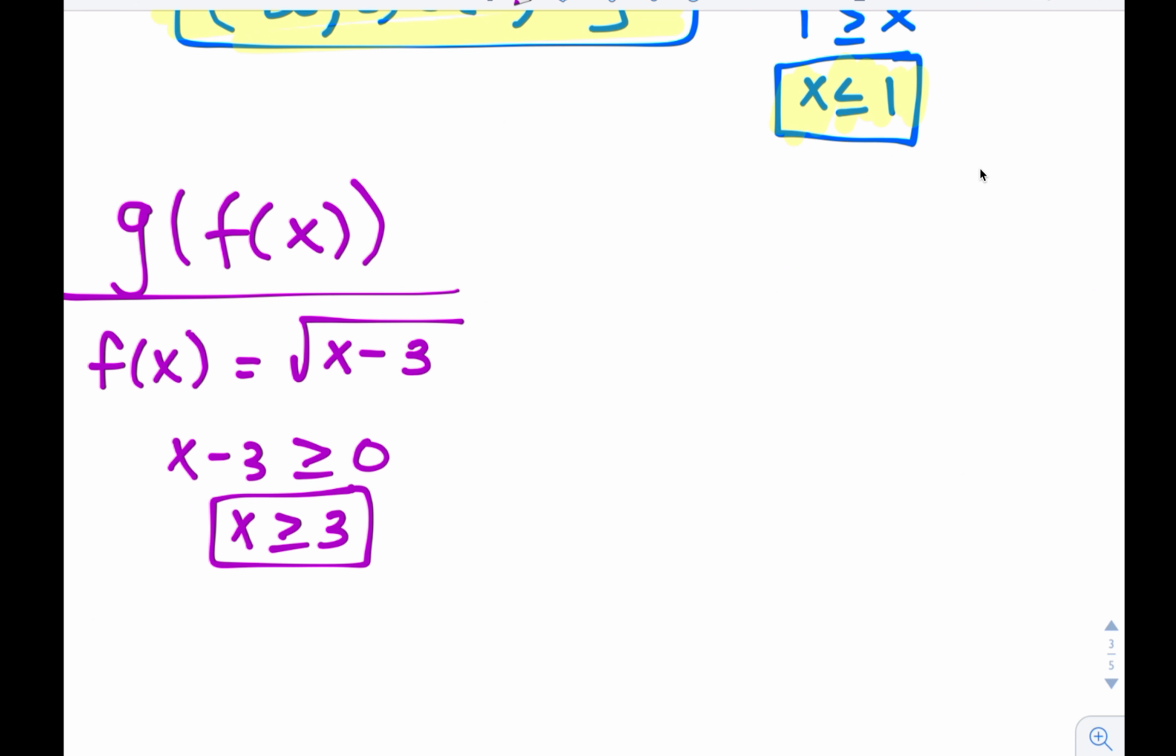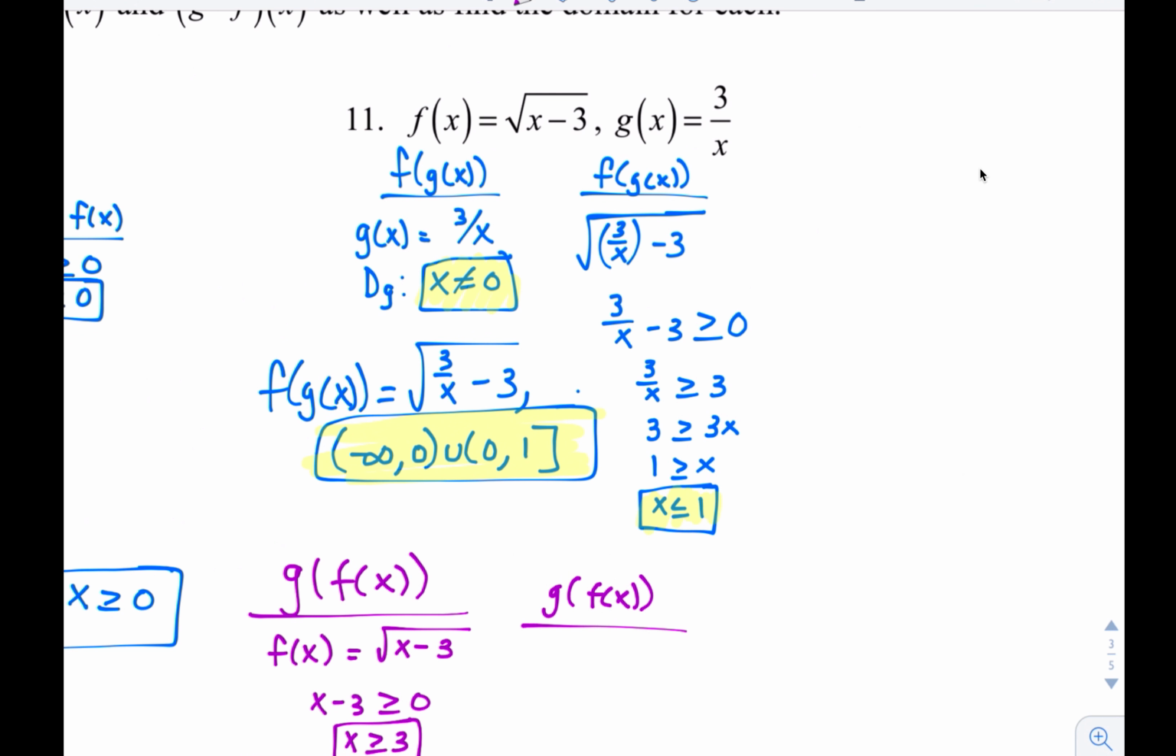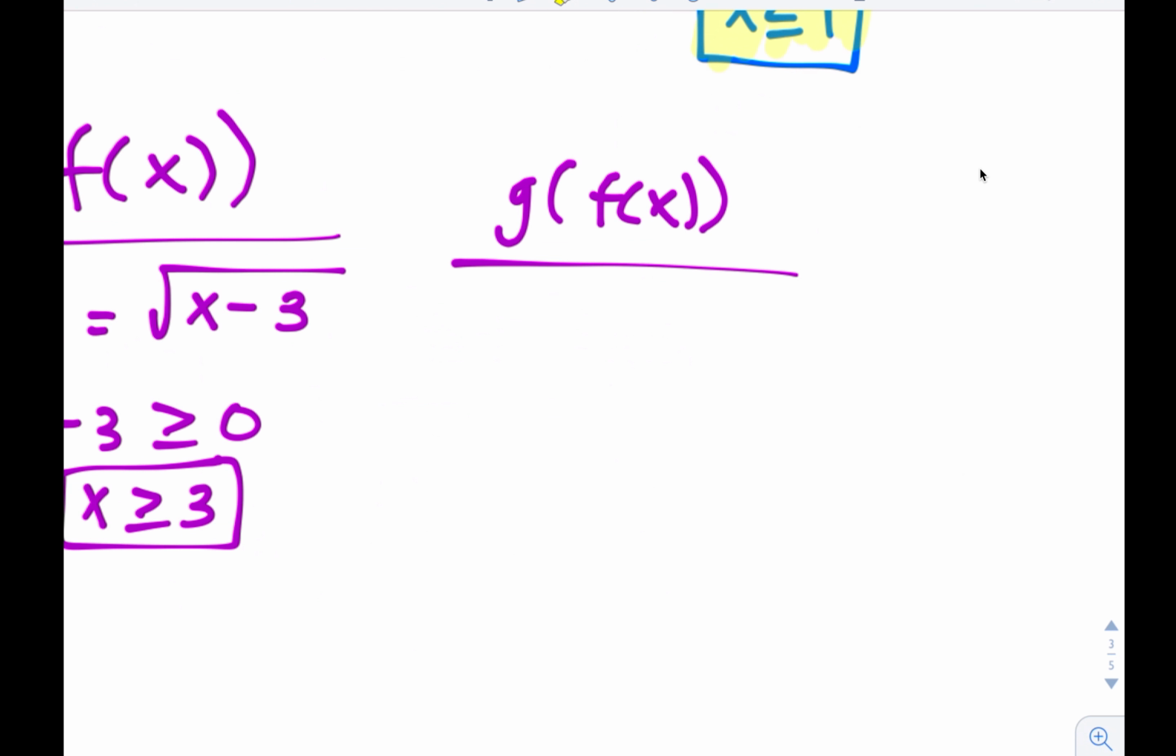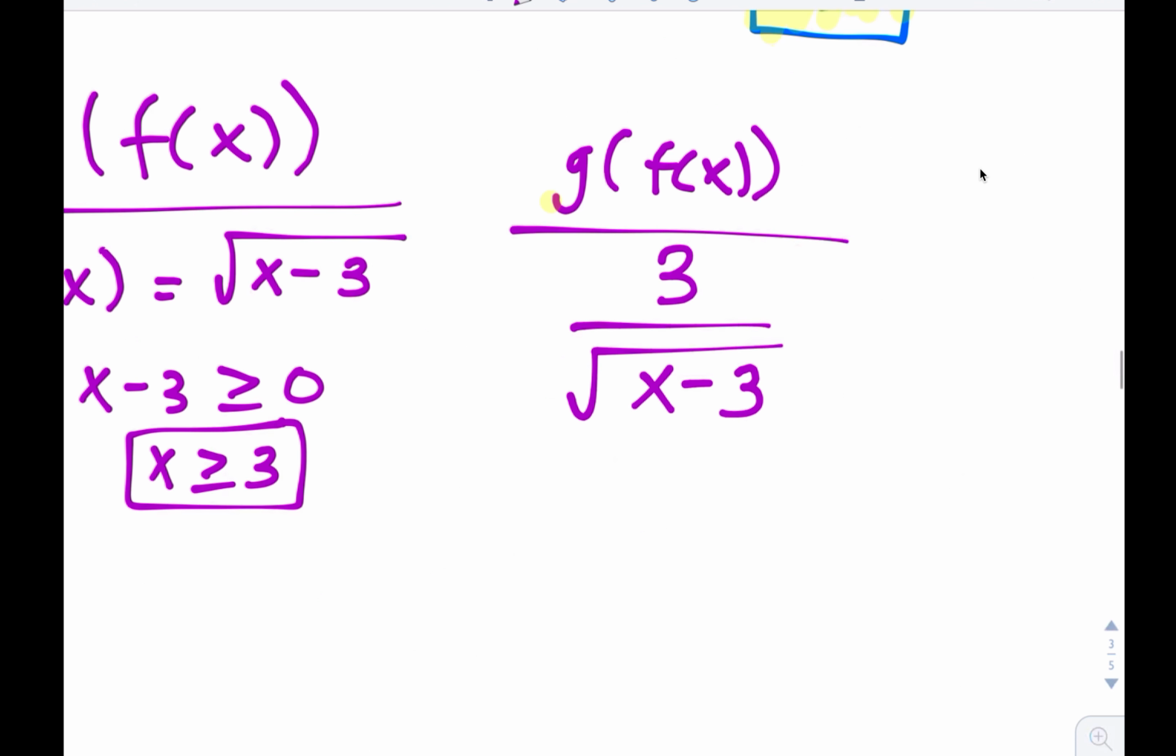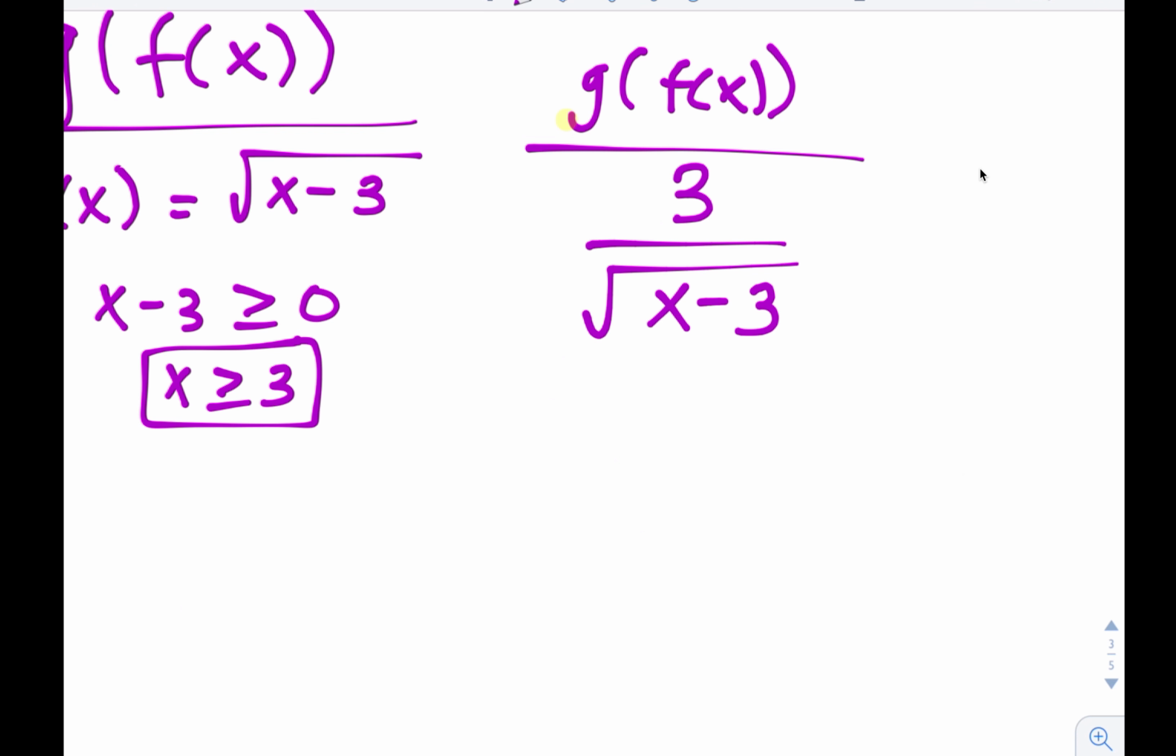All right, and then now when I do g of f of x, right, anywhere I see an x term in g of x, I have to replace it with the square root of x minus 3. So I'm going to have 3 over the square root of x minus 3. Okay, so the domain of that, right, because it's a fraction, I have to make sure that what's inside comes out to be positive or equal to 0. So that's x is greater than or equal to 3.